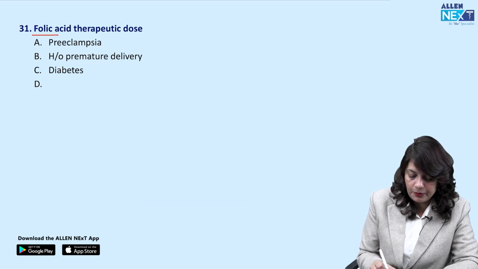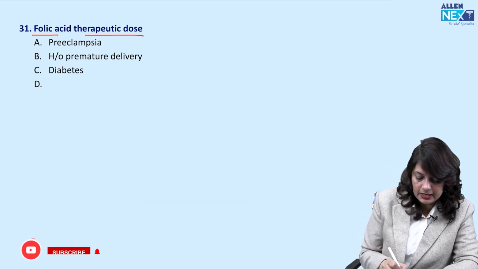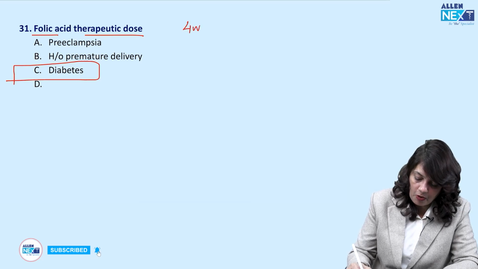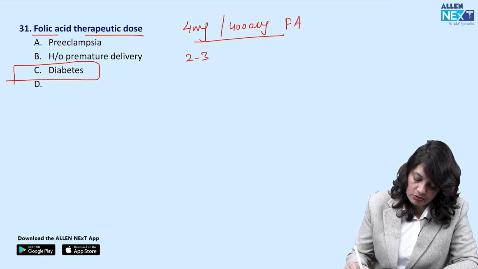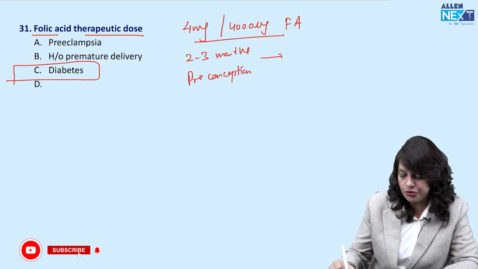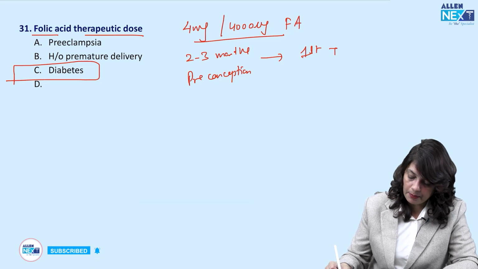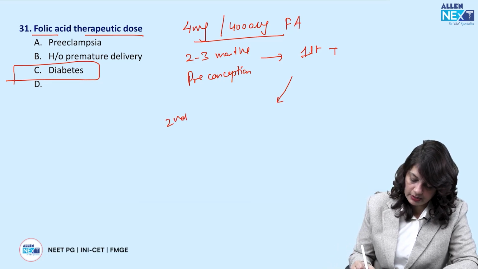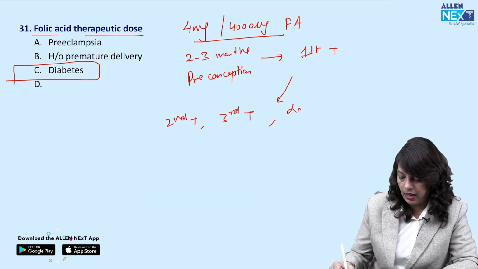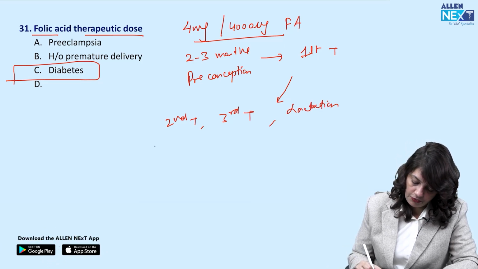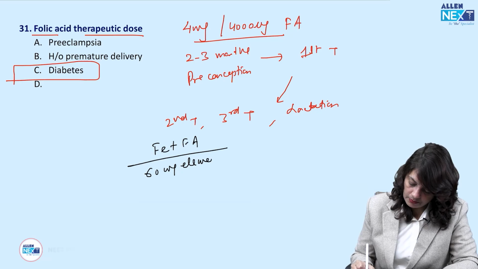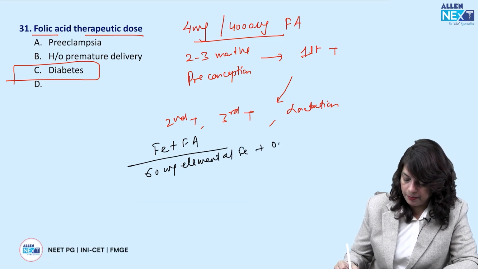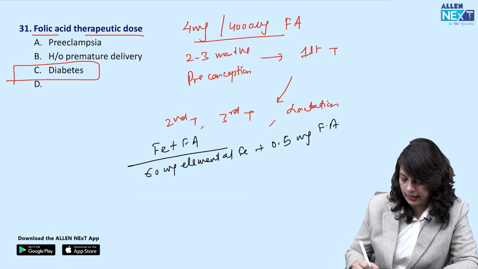Next, folic acid therapeutic dose. Pregnancy, premature delivery or diabetes, always therapeutic folic acid, which is in the form of 4 milligram or 4000 micrograms, given 2 to 3 months pre-conception before planning the pregnancy, and it should continue in the first trimester of pregnancy. After the first trimester is over, in the second trimester, in the third trimester and in lactation, we give iron plus folic acid, where iron is 60 milligram of elemental iron and 0.5 milligram of folic acid.